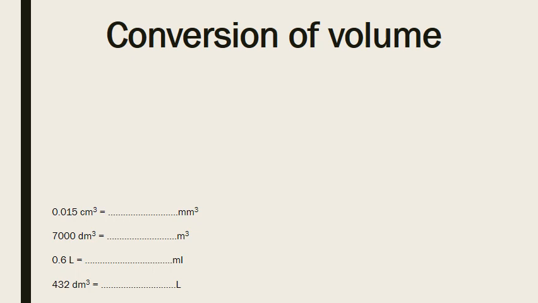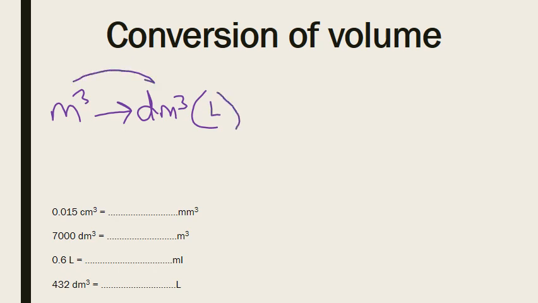We then learnt how to convert between different units of volume. So we said from meter cubed to decimeter cubed, also known as litres, you times by 1,000.